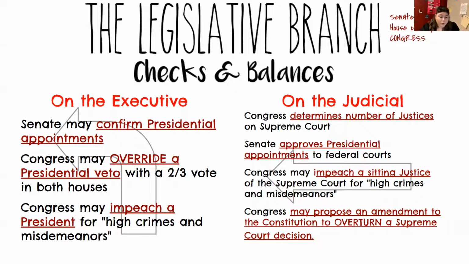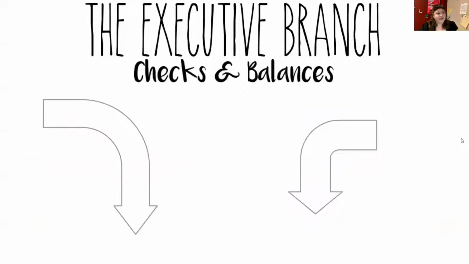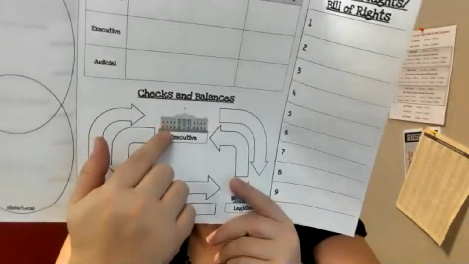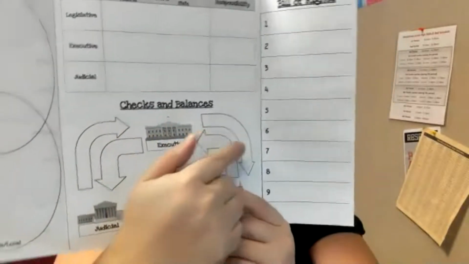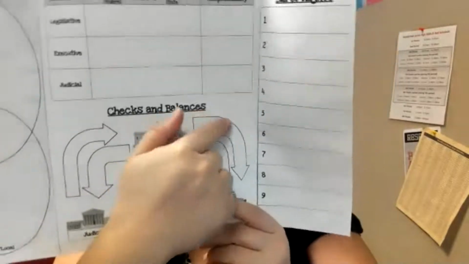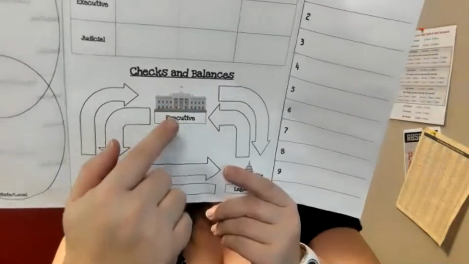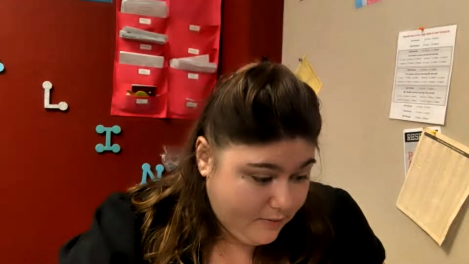And again, remember, you can always pause me if I'm moving too fast. Let's take a look at the executive branch. We're going to be here on top with the executive branch, and we're going to be working with this arrow over here, how the executive branch limits the legislative branch. And we're also going to look at how the executive branch limits the judicial branch. Those are the two arrows we're going to be working with.